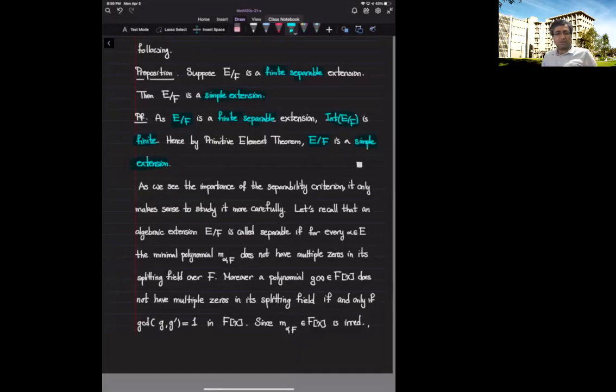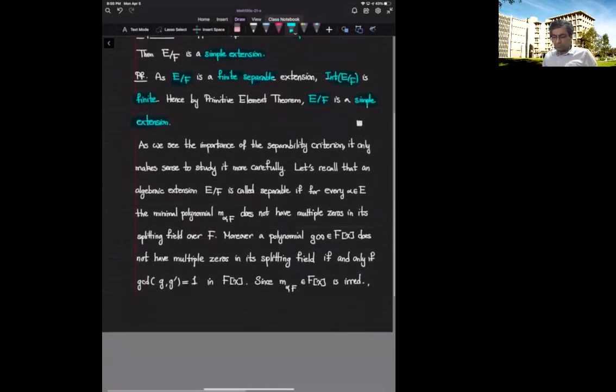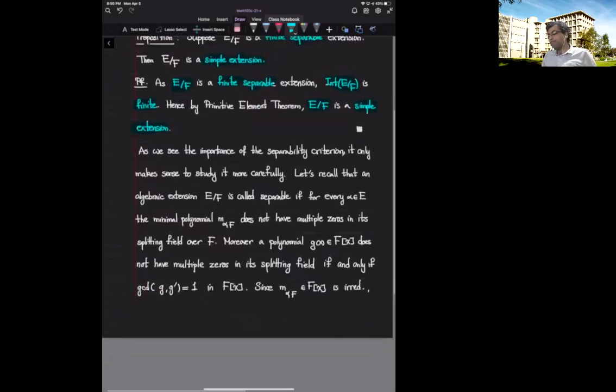Okay, so let's start with some of the results that you have already seen in your homework assignment. So let's go through the argument and see what we need to prove and so on. So I want to understand when E over F is a separable extension. Let's recall that an algebraic extension is a separable extension whenever, for every alpha inside the larger field, the minimal polynomial of alpha over F does not have multiple zeros in its splitting field.